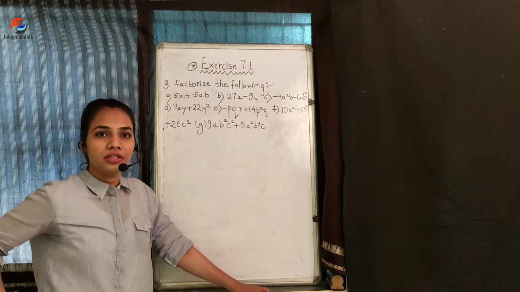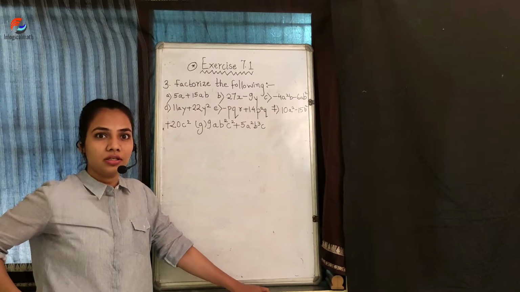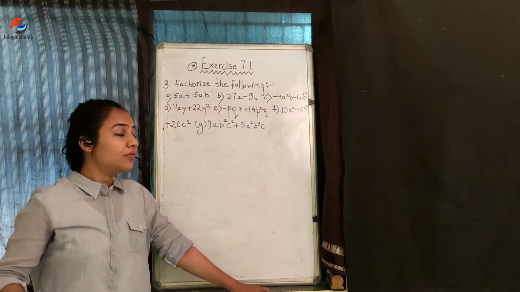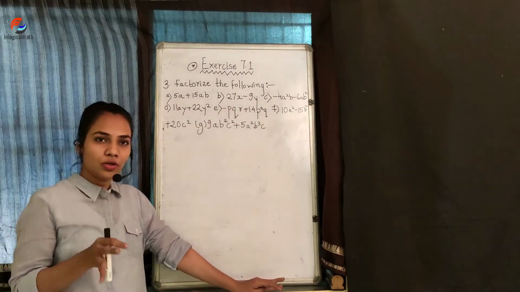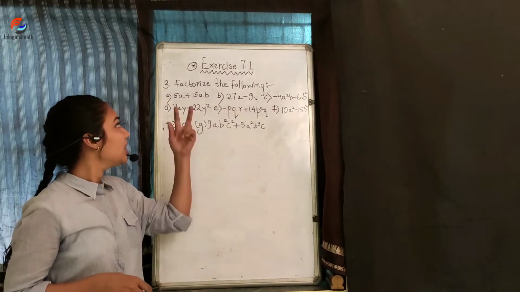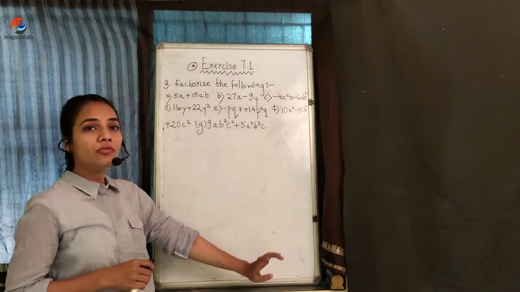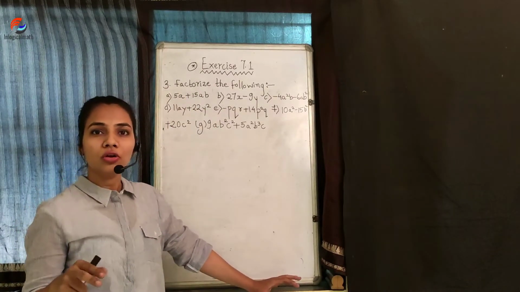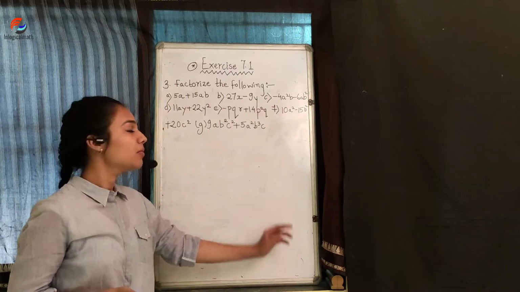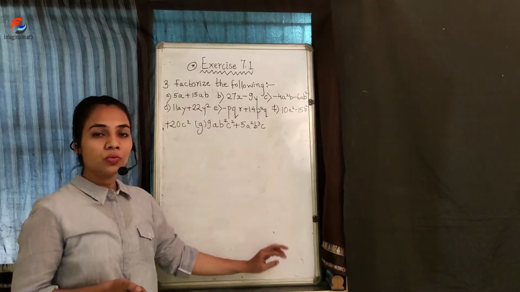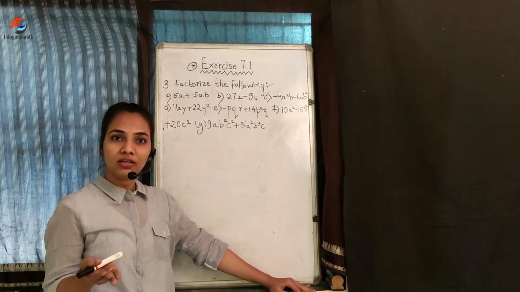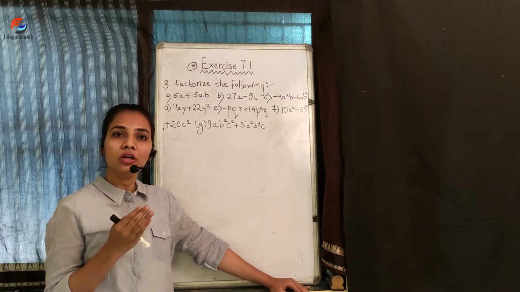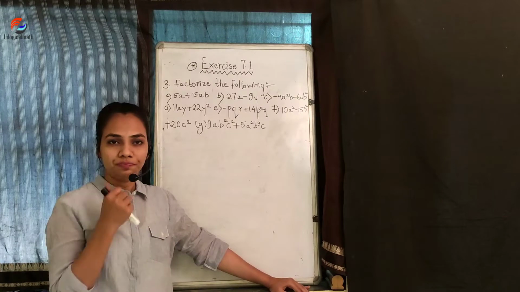We are done with question number 2 of exercise 7.1. Now we will proceed towards exercise 7.1, third question. What we have to do is factorize the following, and we know the method of factorization of a binomial because it's a monomial. So we take each term, find the factors, then take out the common factor and solve.